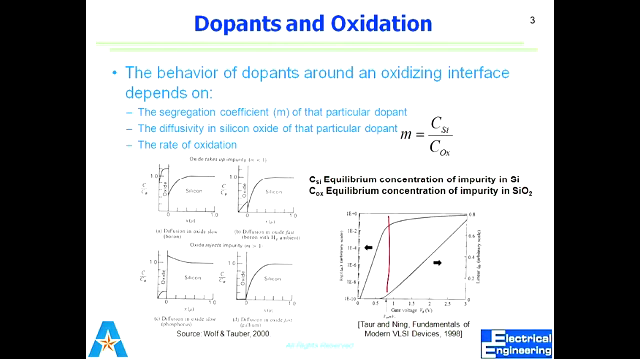So at the surface of silicon, the impurity concentration, or the dopant concentration, does not remain constant during the oxide growth. The change in the impurity concentration or the change in the dopant concentration, that's what we call the dopant redistribution.